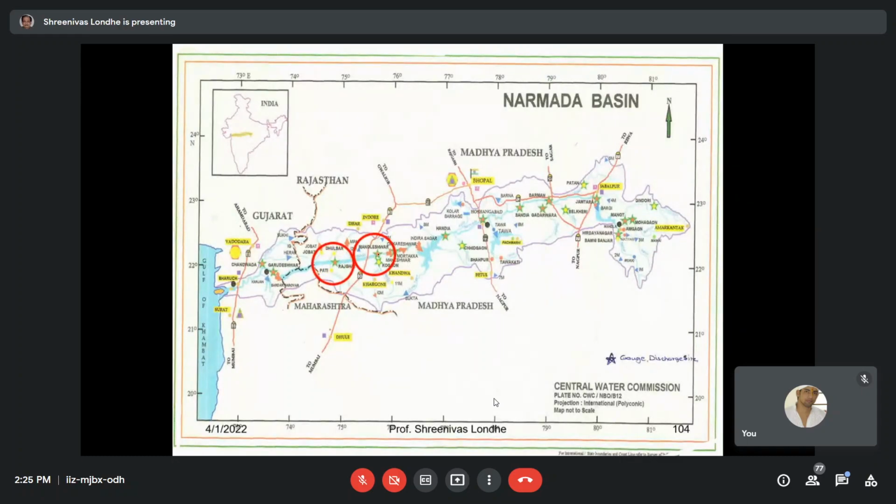Okay, the distance between them is about 84 kilometers. The river comes from over here, Amarkantak, and then slowly it reaches various cities, Handia and Hoshangabad, near to that, and then finally it reaches Surat, and then it reaches the sea. Okay, so this is the Narmada river.